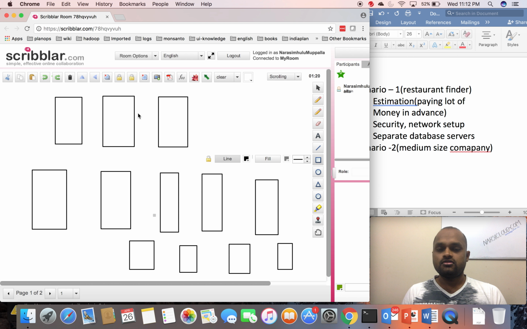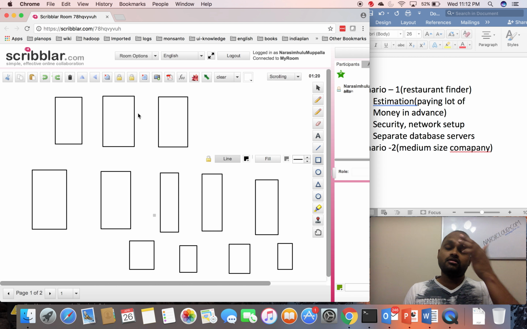So in the first scenario, how did I take my application to production? I purchased my own hardware, and I set up my own security systems and all networking setup. I did it on my own, and I deployed it. So here the problem is, we have to spend a lot of money in advance, without even knowing how many users are going to use this application. So I end up paying a lot of money. So that's a waste of money.